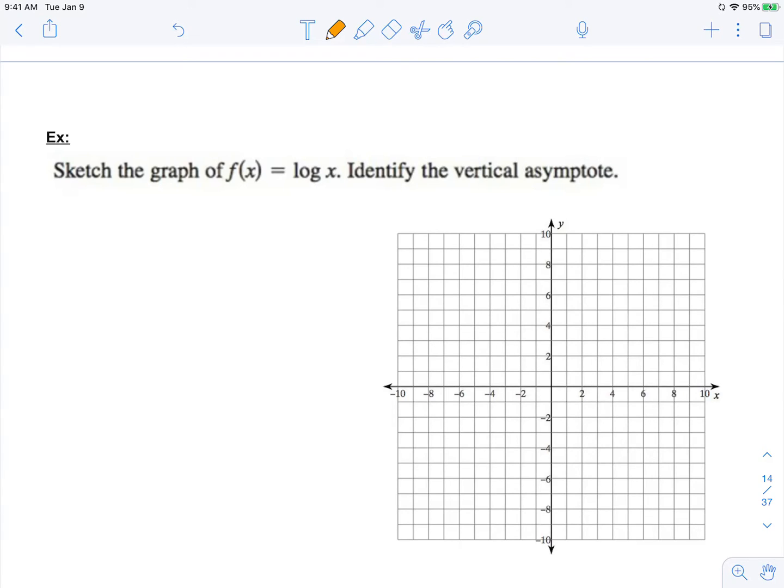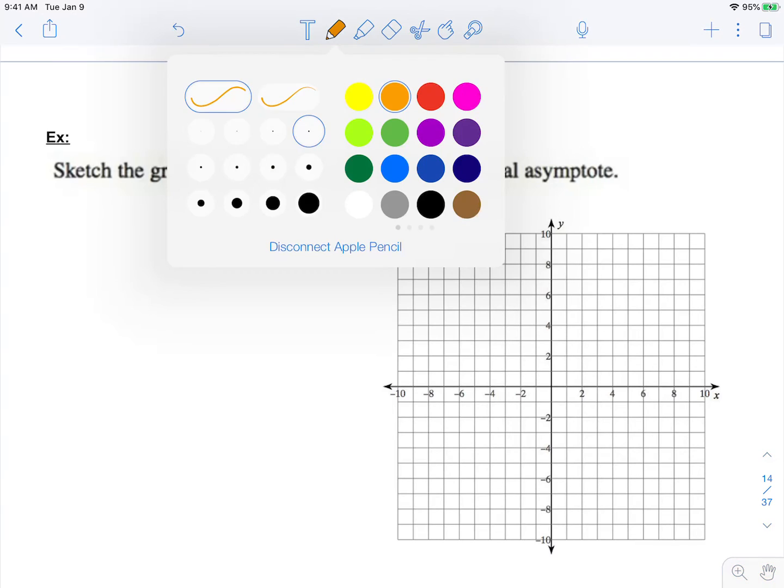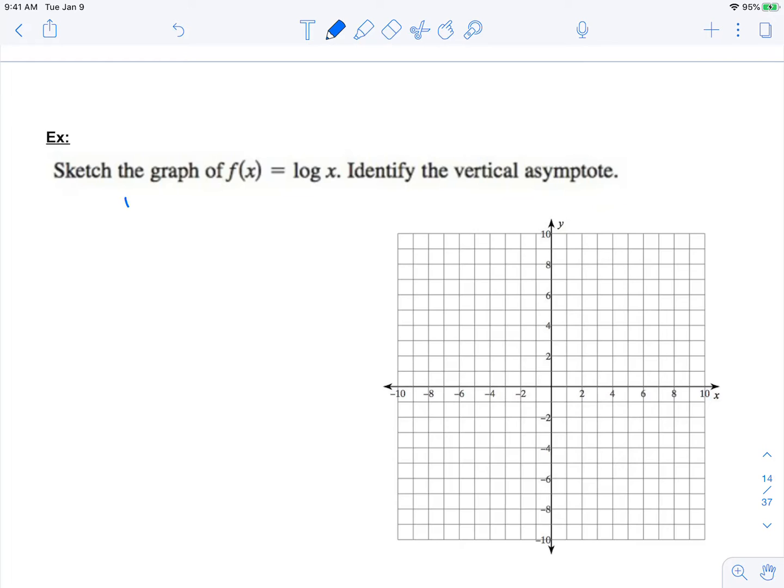So now in this example, I'm going to show you an even faster way of graphing a log function, a basic log function. So they're asking us to sketch the graph of f of x equals log of x, identify the vertical asymptote. So remember, this is the same as saying y equals log base 10 of x, right? Because it's our common log.